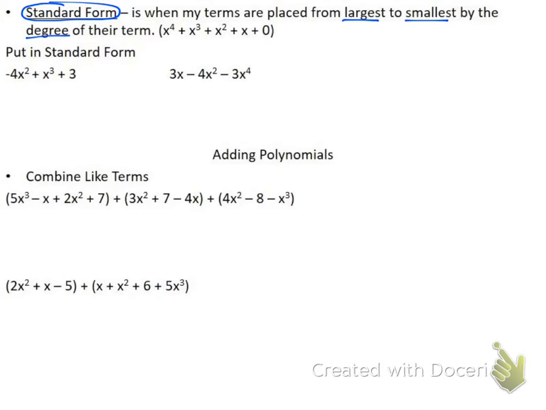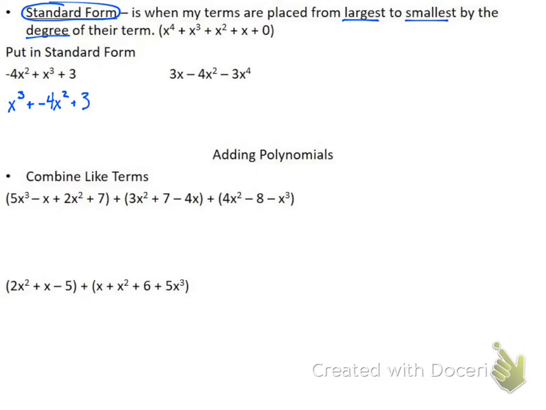So with this first one, when I rearrange this, I want the x to the third to be first, the x to the second to be second, and then this 3 to be last. So just make sure that the signs go with it. So I'm going to put x to the third first, because that's the largest exponent of the variable. Then the x to the second, so it's going to be negative 4x squared. If you wanted to put it as minus 4x squared, that'd be fine as well. And then the last one is 3.